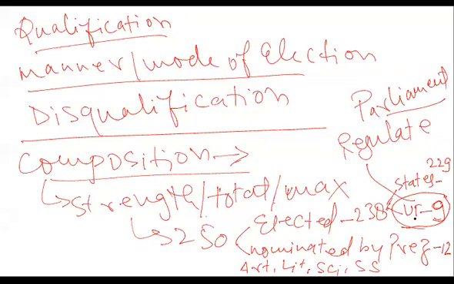and Parliament has regulated this. And this is the reason that at present we don't find the maximum strength of Rajya Sabha at 250. It is 245 only. So let's talk about what is the situation. What is the current strength of Rajya Sabha?